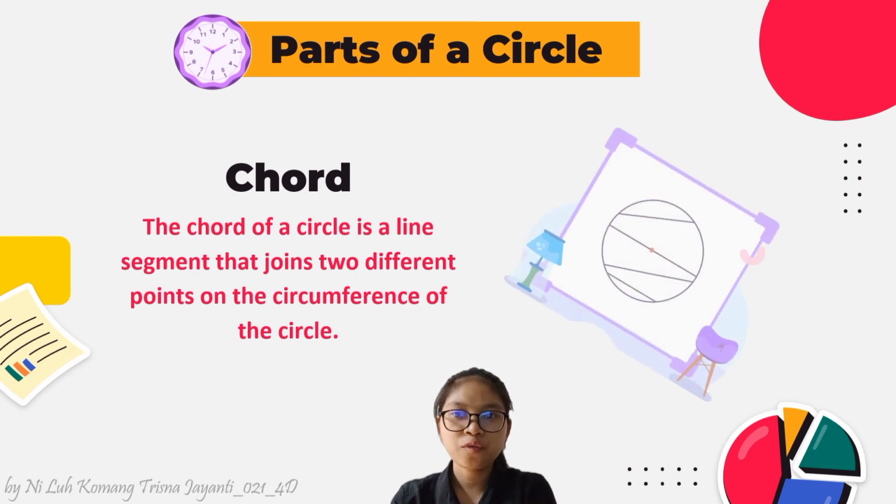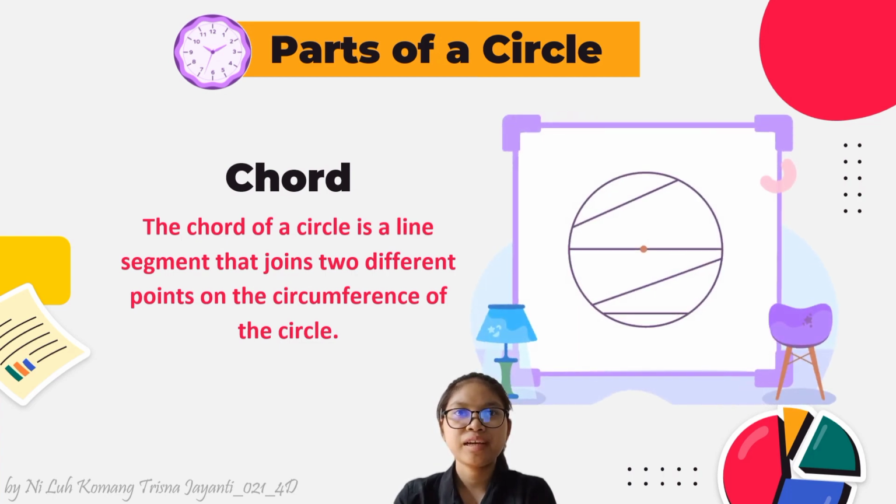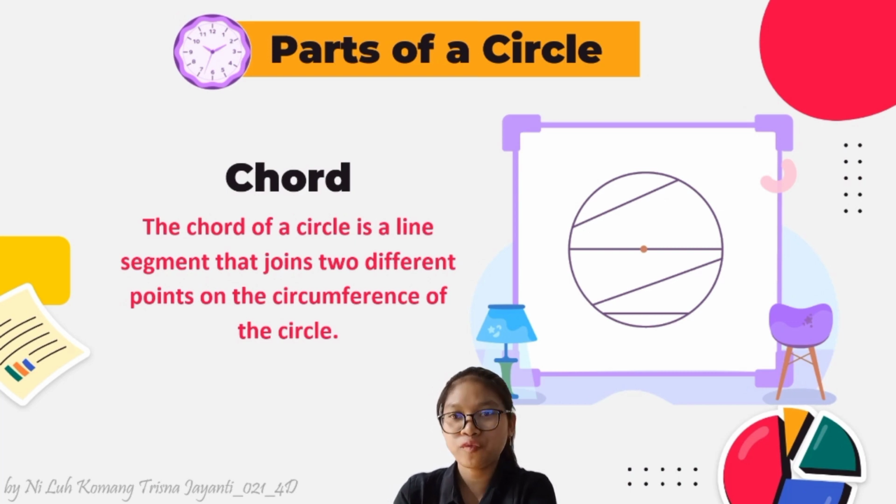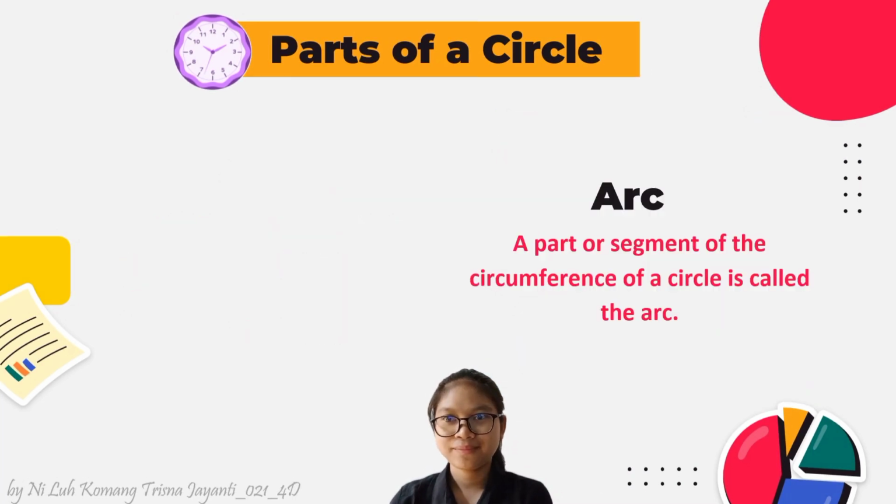Next part of a circle is chord. The chord of a circle is a line segment that joins two different points on the circumference of the circle. In a circle, when the chord is extended infinitely on both sides it becomes a secant.